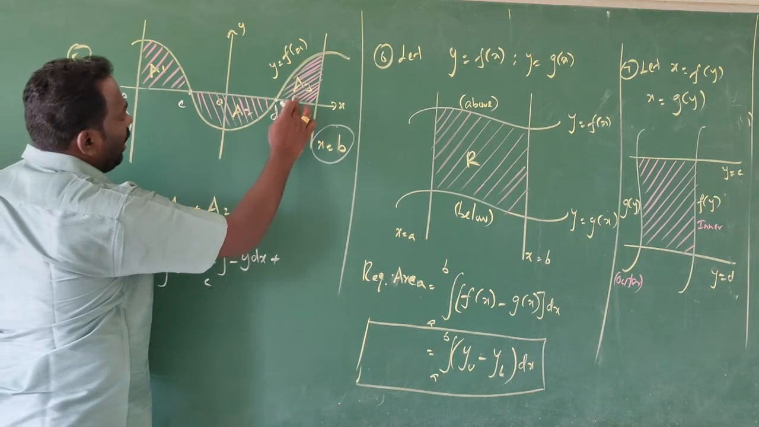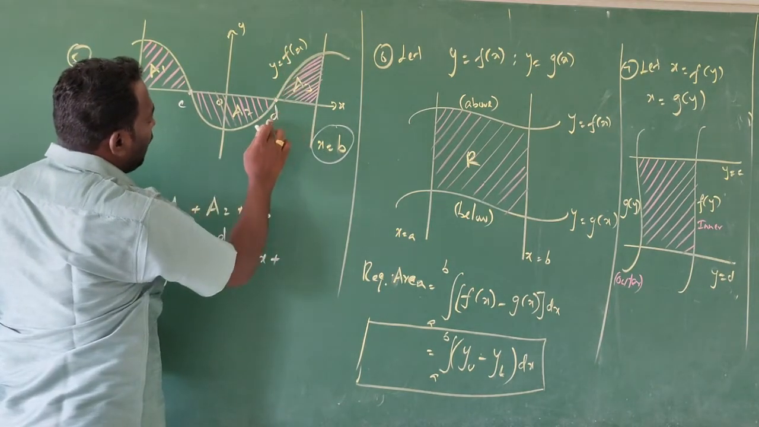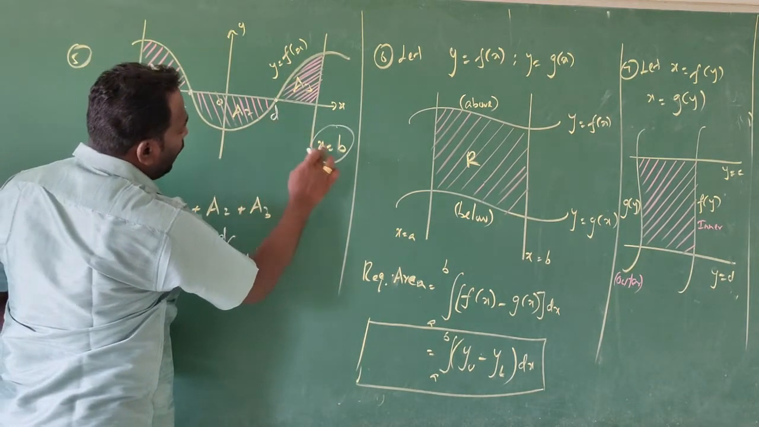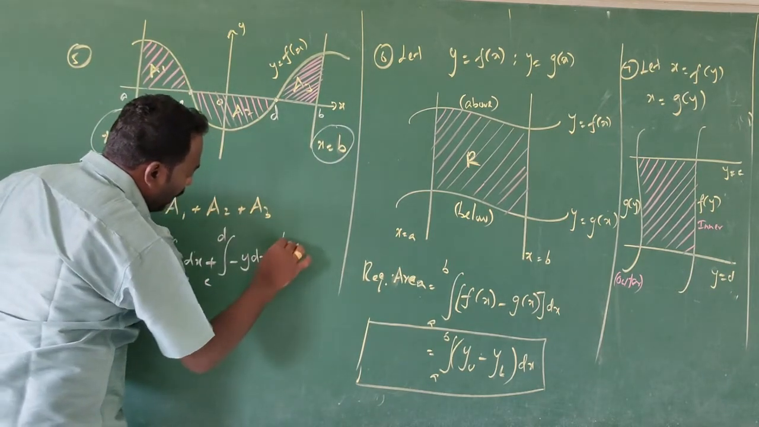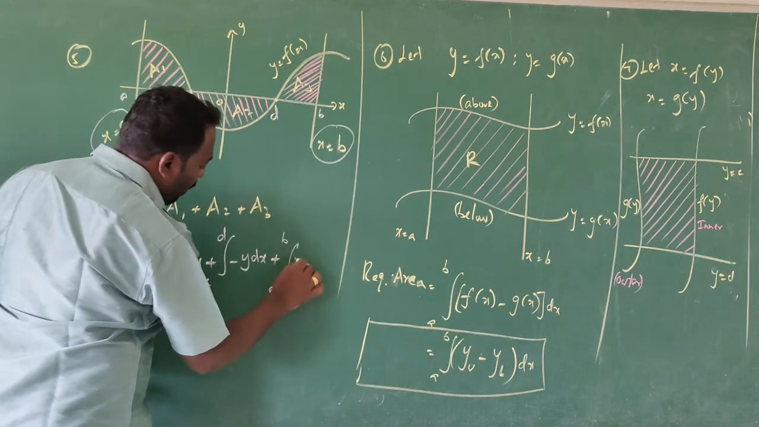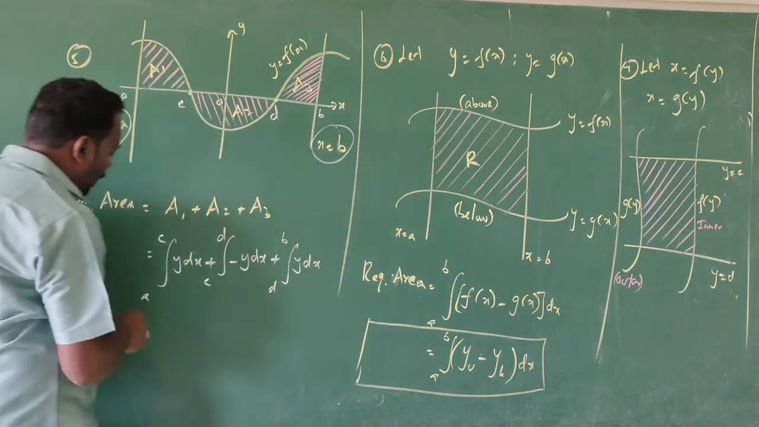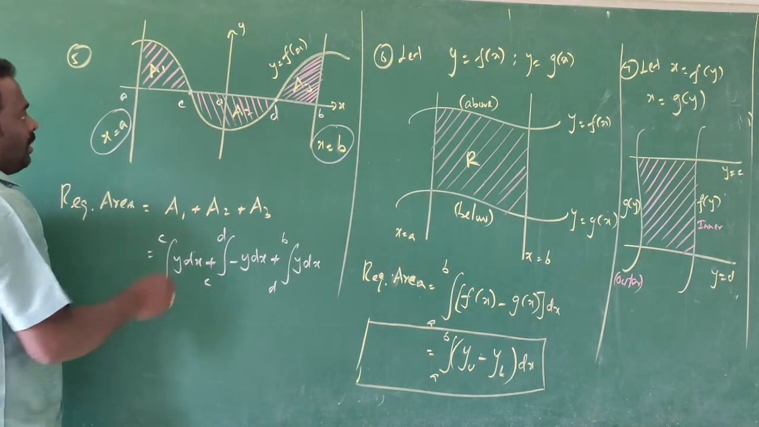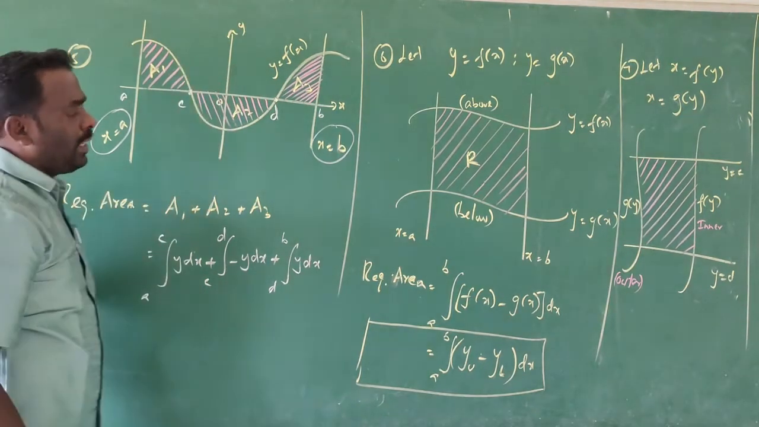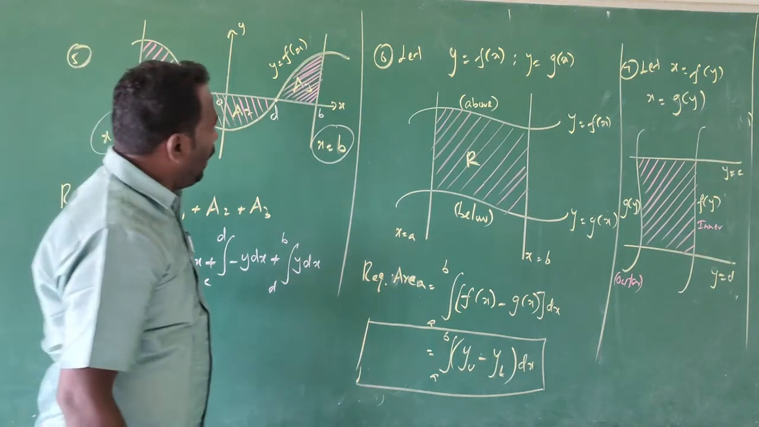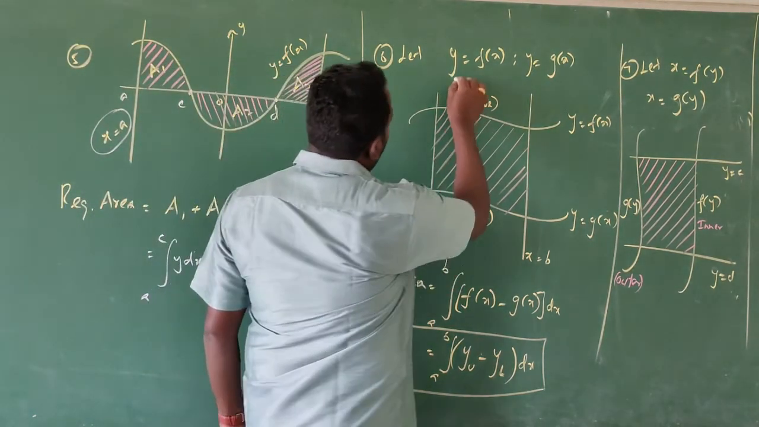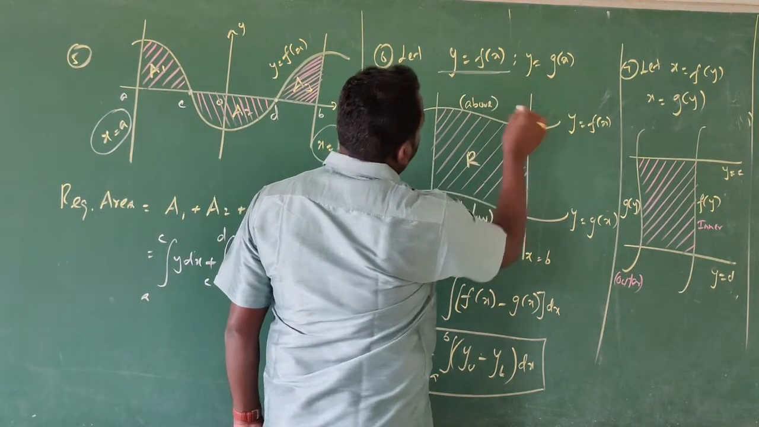Then another area, A3, above the x-axis, is the integral between d to b, defined by y into dx. Apply this method to find these three different areas bounded by the x-axis and the given curve.